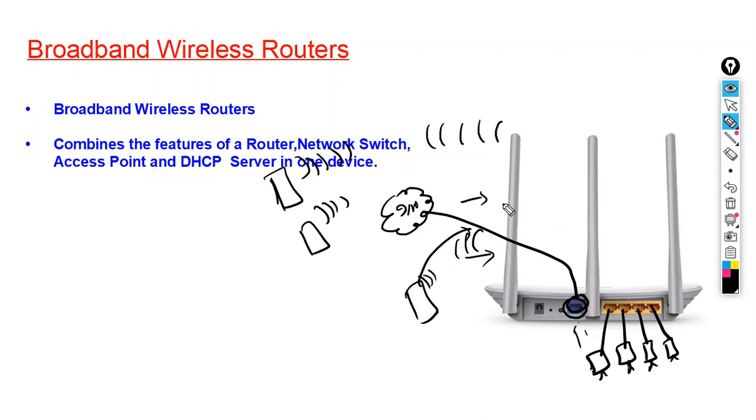So this device is acting as a switch, router, access point, and DHCP server. It is a 4-in-1 device, guys, and it is suitable for a smaller network.